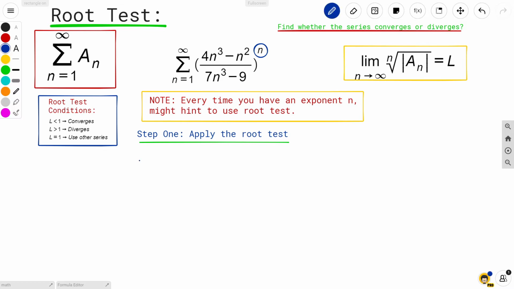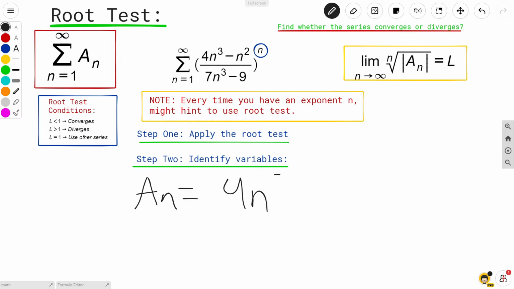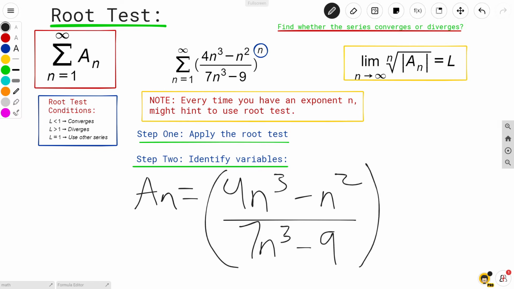The next step, step 2, is simply to identify our variables. In this case, our variable is a sub n, which is equal to the function we have: 4n cubed minus n squared divided by 7n cubed minus 9, raised to the nth power. Now we're going to plug it into the formula and take the limit as n approaches infinity.